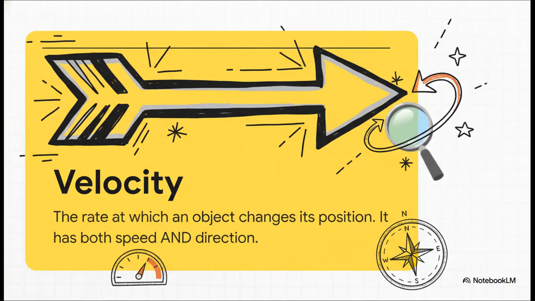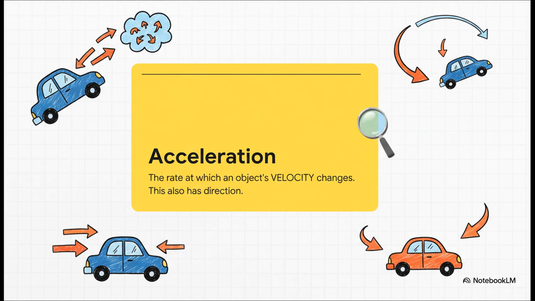First up, velocity. Look, in everyday life, we kind of use speed and velocity like they're the same thing. But in physics, nope, they're different. Velocity isn't just about how fast you're going, that's your speed. It's also, and this is crucial, which direction you're heading. So, saying you're going 60 miles per hour, that's a speed. Saying you're going 60 miles per hour east, now that is a velocity. See the difference?